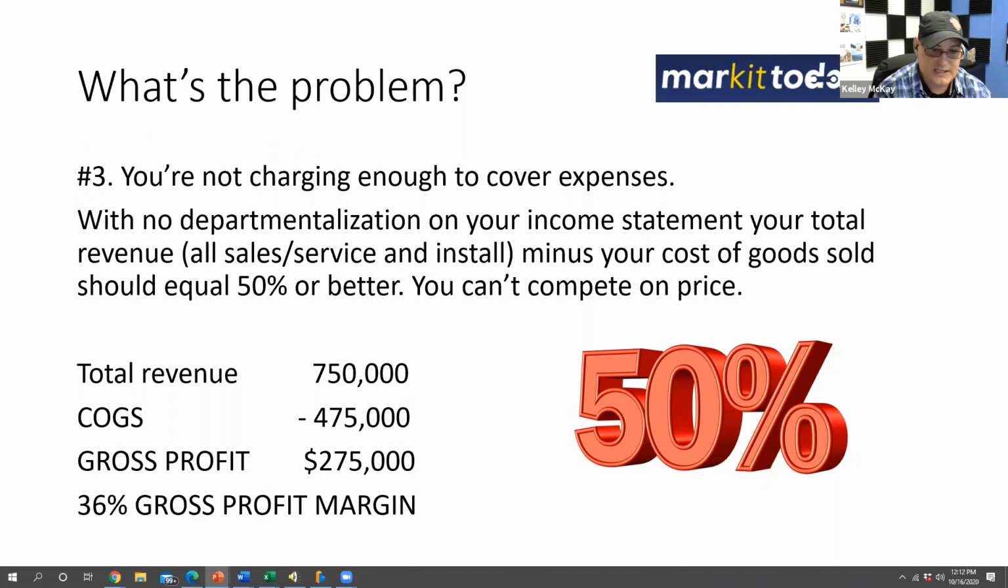So in this instance, if I've got $750,000 in revenue, my total cost of goods sold is $475,000. That leaves me a gross profit of $275,000, which is a 36% gross profit margin, which just takes that number and turns it into a percent against the total revenue. So 275 is 36% of 750.